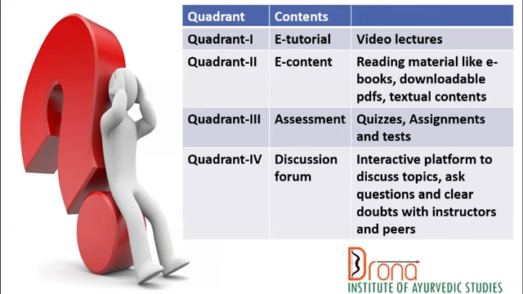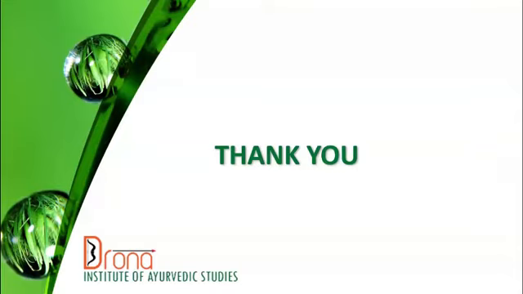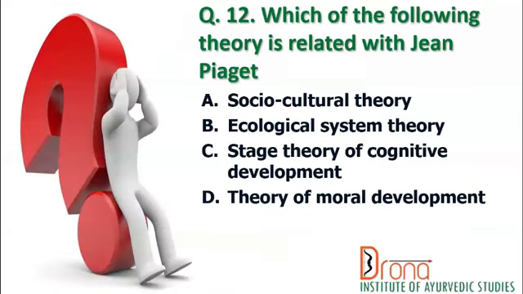Quadrant 1 contains e-tutorials, which include video lectures. Quadrant 2 contains e-content, reading materials in the form of e-books, downloadable PDFs, and textual contents. Quadrant 3 contains assessment, which includes quizzes, assignments, and tests. And Quadrant 4 contains the discussion forum, which is an interactive platform to discuss topics, ask questions, and clear doubts with instructors and peers.